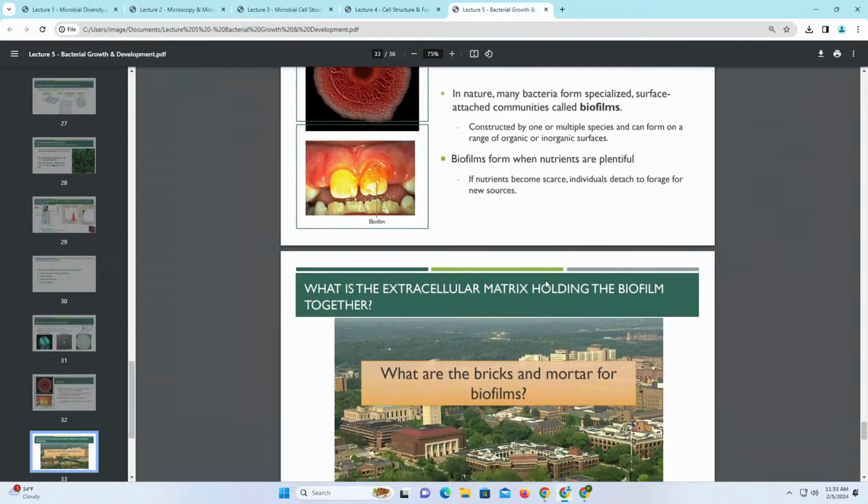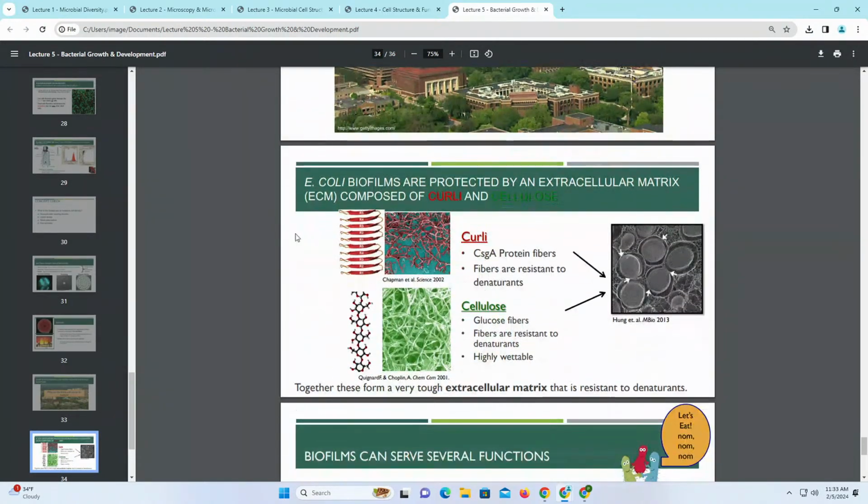And so what are they held by? They are held by an ECM, or an extracellular matrix. So they are all attached to each other, but then they also have to have a covering that resists denaturation or breakdown from the environment. And so that ECM is composed of these fibers, called Curli fibers. These are the protein fibers, and then cellulose are the glucose fibers that really come together to form this tough extracellular matrix, and it helps to resist denaturation.